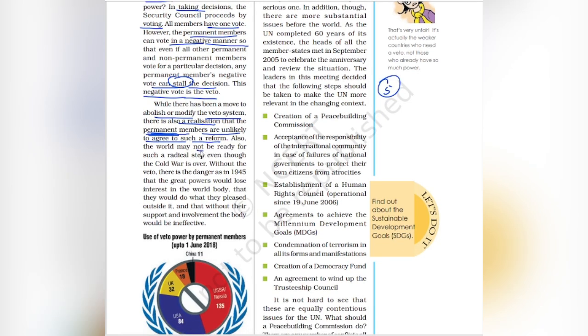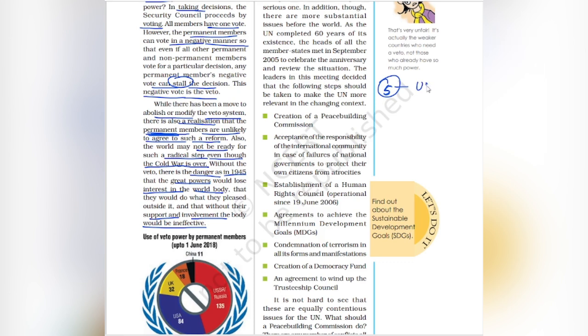Also, the world may not be ready for such a radical step even though the Cold War is over. Of course, the countries are not ready for such a drastic change. Without the veto, there is a danger, as in 1945, that the great powers would lose interest in the world body. If we snatch the veto power from these big countries, they would not be interested in having a particular alliance with the entire world. They would not consider themselves to be a part of the world. They will just focus on their own country, and then again a situation like World War II can arise. And without their support and involvement, the body would be ineffective.